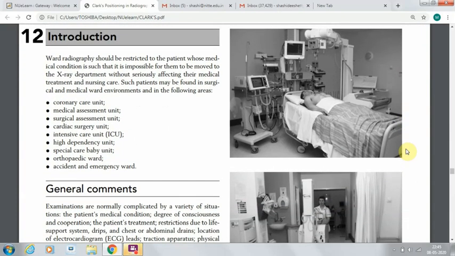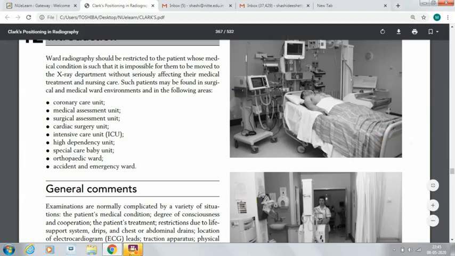As all of you know, ward radiography means where the patient is not able to be shifted to the department of radiology. You will go near to the patient, maybe in the coronary care unit, medical assessment unit, surgical unit, cardiac surgery unit, ICU, high dependency unit, or special care, in the sense NICU, the neonatal NICU baby.